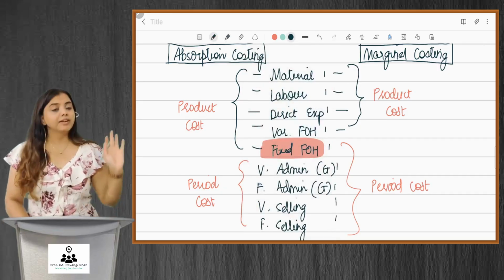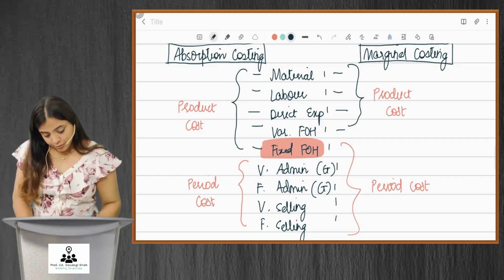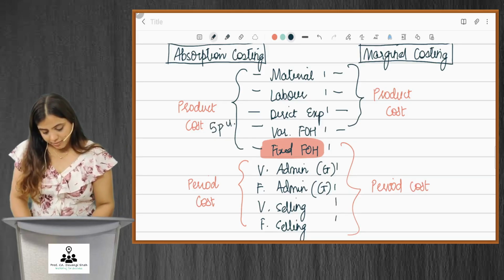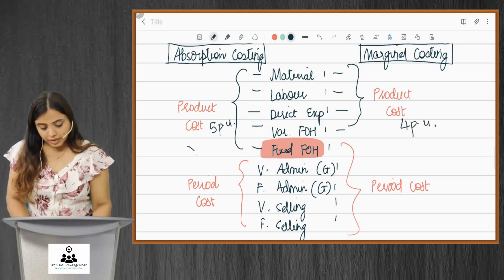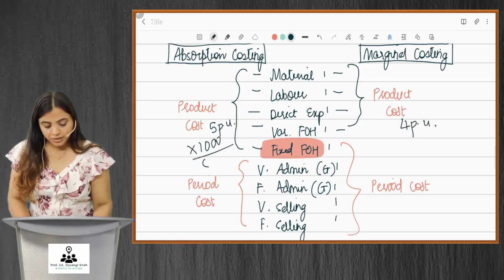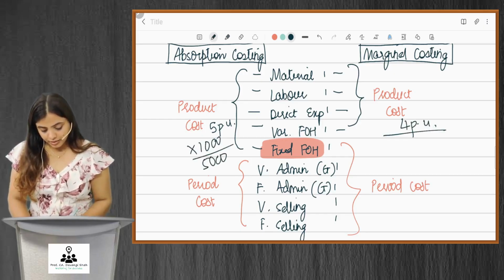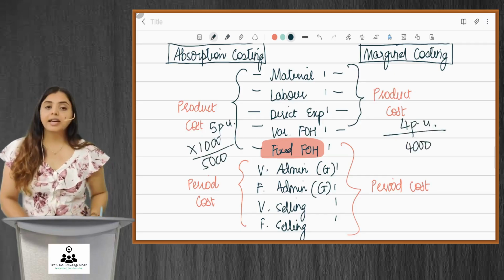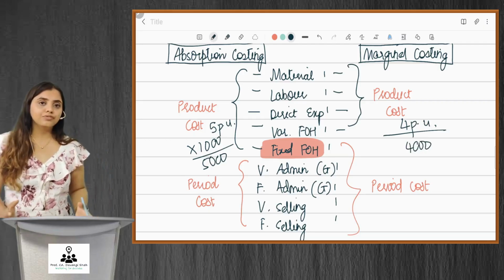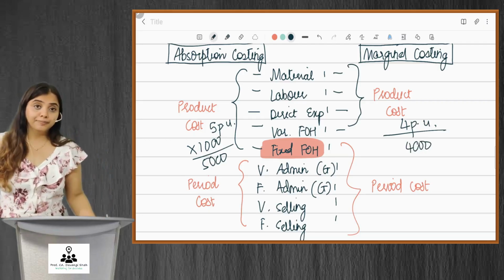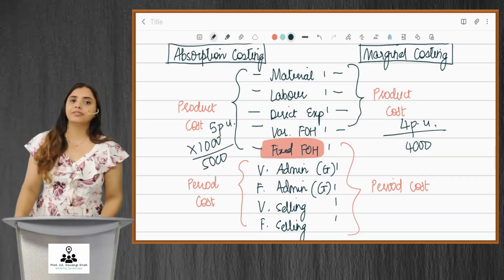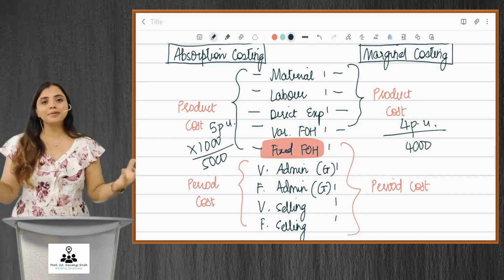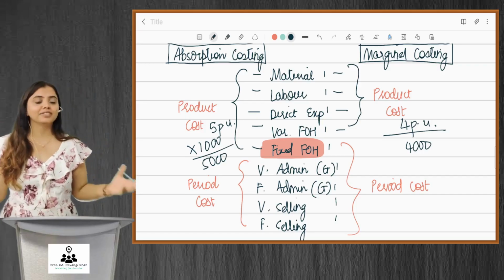All the costs are 1 per unit. So absorption costing will value it at 5 per unit, while marginal costing will take only 4 per unit. So if there are 1000 units, stock will be 5000 rupees and here it will be 4000 rupees. And friends, when stock values differ, your profit will obviously differ. Your opening stock value will be different, your closing stock value will be different. And this is a simple reason why there is the difference.